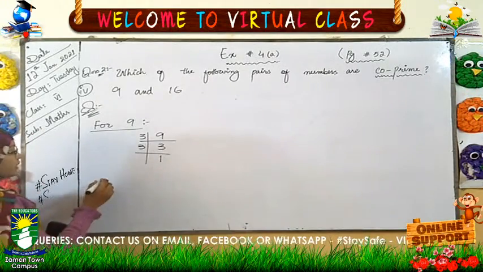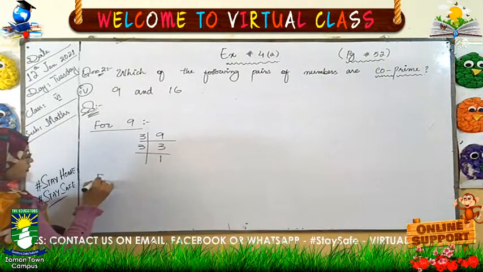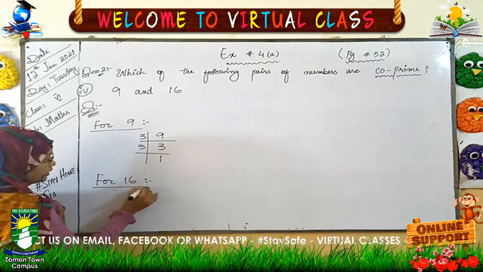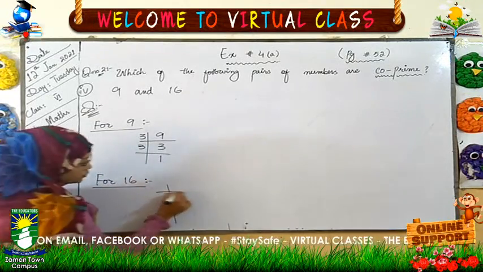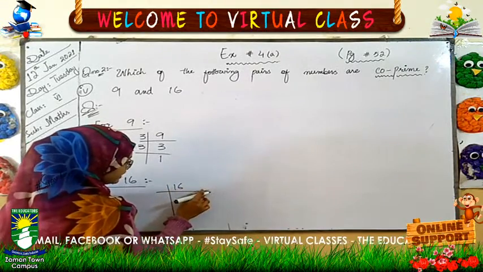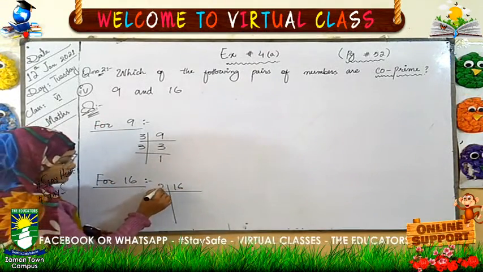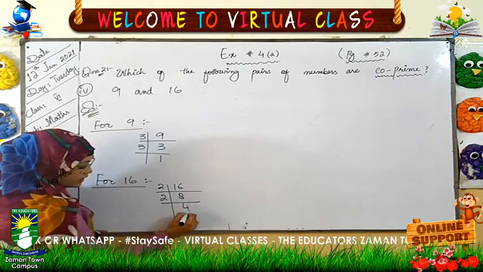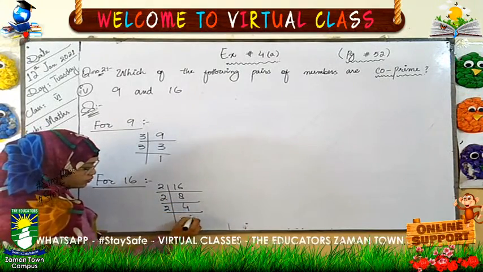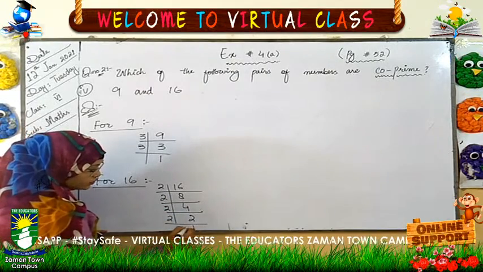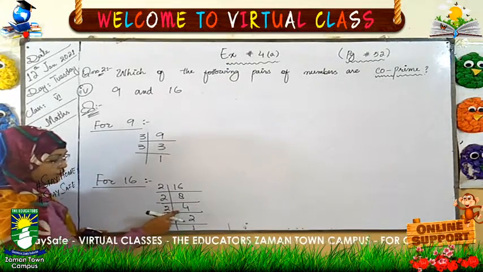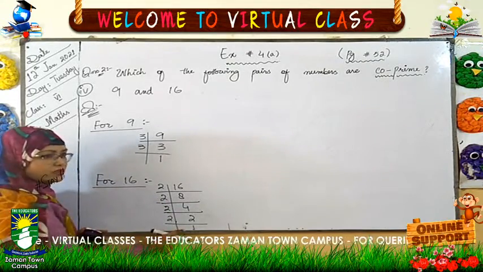Then we will find out the factors of 16. Here we will write down the factors of 16 as we will divide 16. How do we divide 16? We know that 2 eights are 16, 2 fours are 8, 2 twos are 4, then 2 ones are 2.